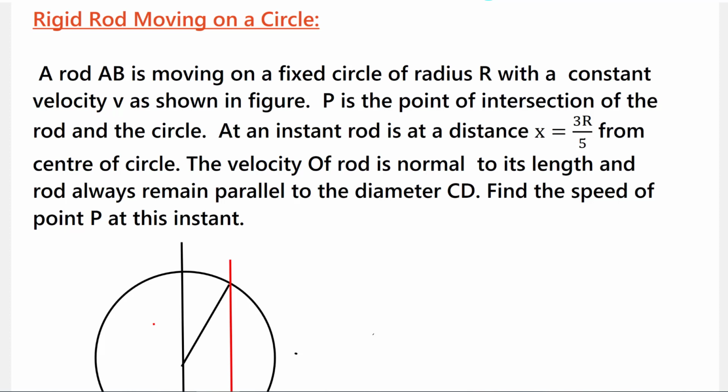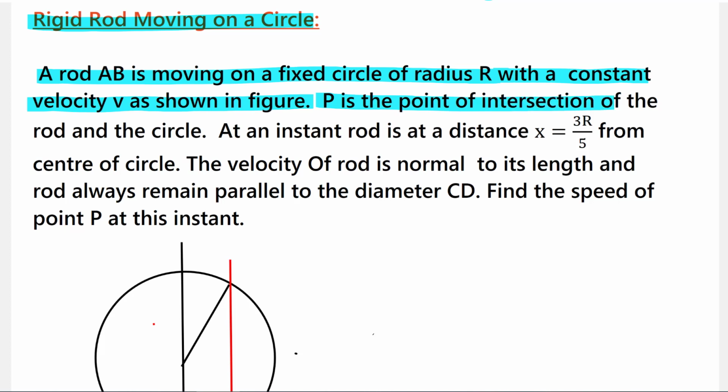Hello friends. So this problem is called rigid rod moving on a circle. The problem says a rod AB is moving on a fixed circle of radius r with a constant velocity v, as shown in this figure.